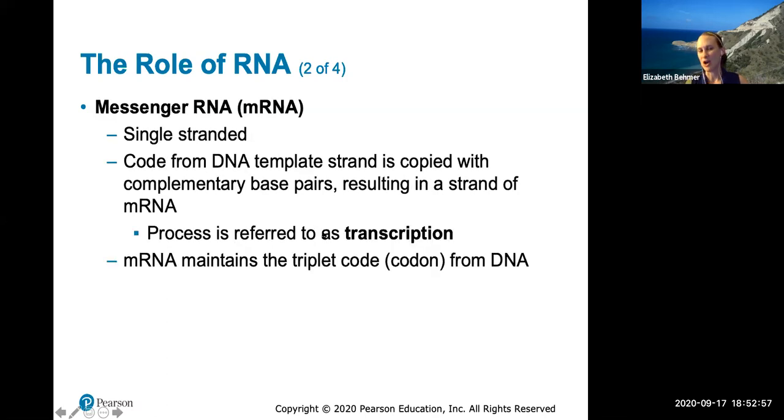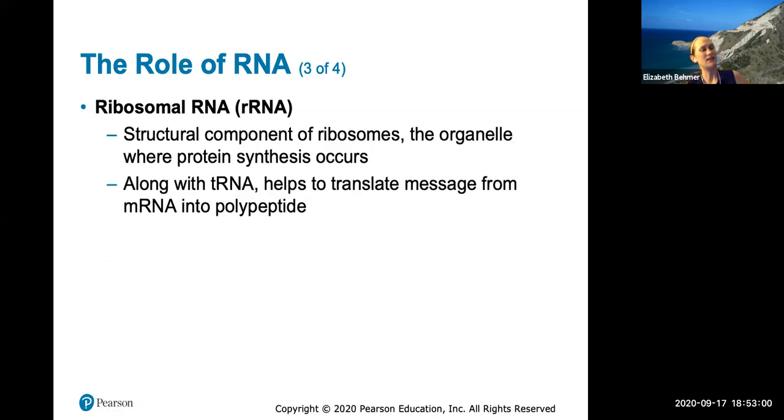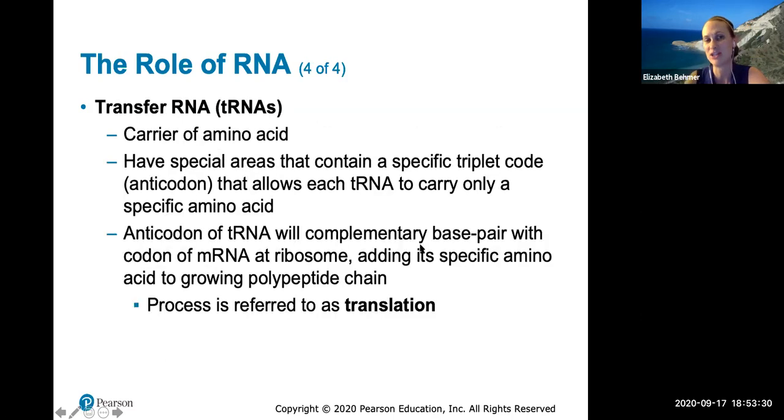So that's what messenger RNA is, and I'll talk about how it all kind of comes together. Ribosomal RNA is the structural component of ribosomes. So maybe you've learned or can remember that ribosomes will create proteins, and now you're going to find out how that occurs. Ribosomal RNA is just the structural component of ribosomes. So our RNA just is in ribosomes to help make proteins. Along with transfer RNA, it also helps to translate the message from the messenger RNA into a protein polypeptide chain.